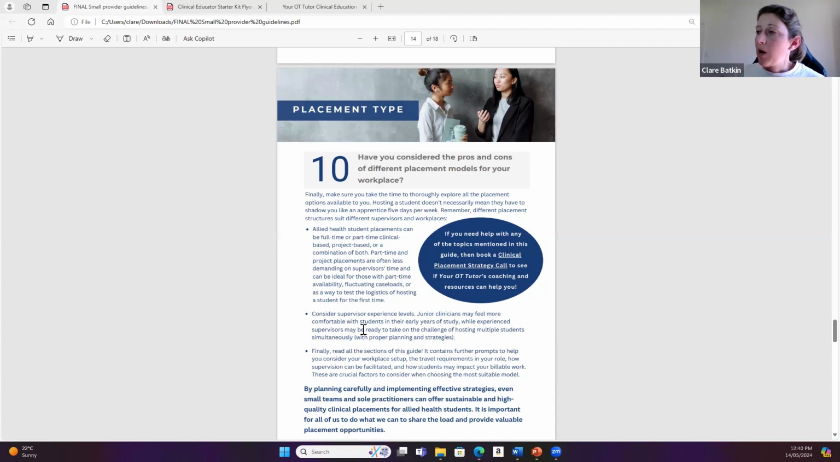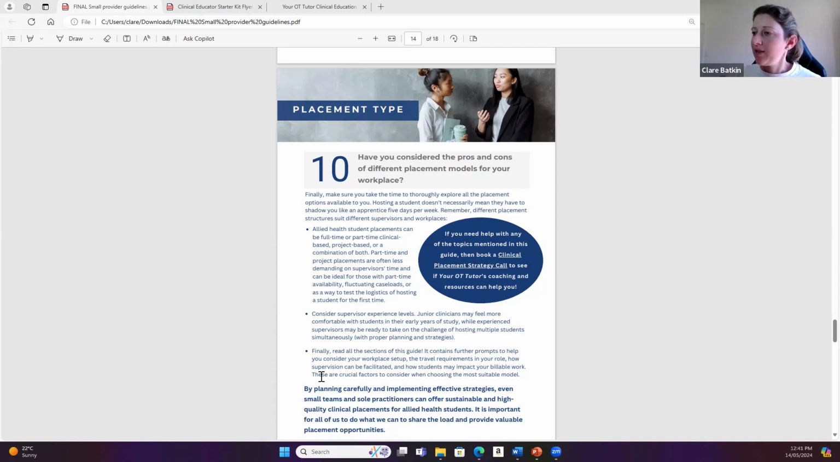Also, when you're thinking about what placement to offer, think about the supervisor's experience level. Junior clinicians are generally not great for taking on those final year students, but they're probably fine to supervise someone on an observational type early year placement.